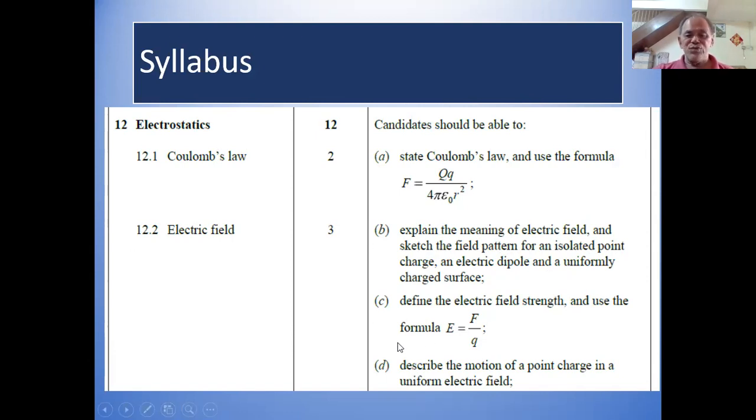Then you want to define electric field strength, and then use a formula, and then describe the motion of a point charge in a uniform electric field. So always refer to your syllabus.